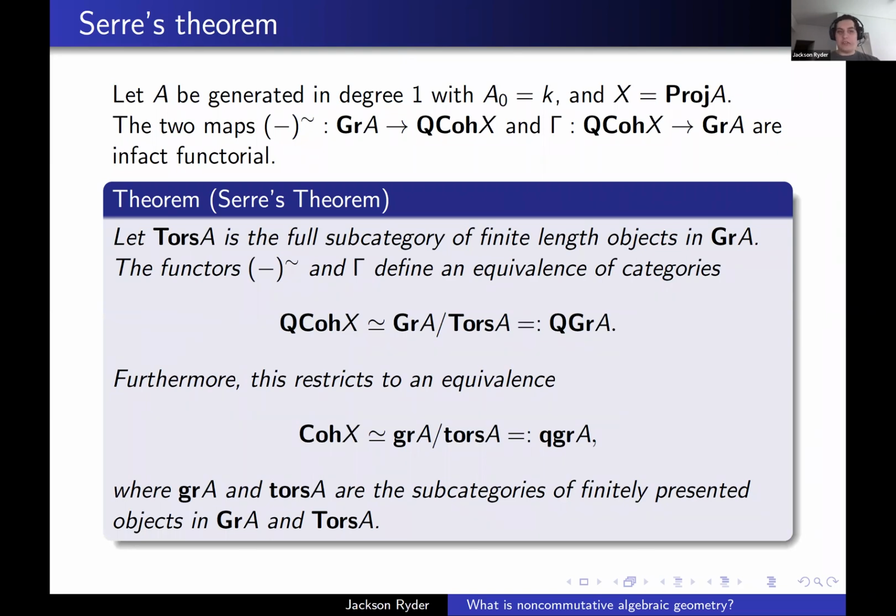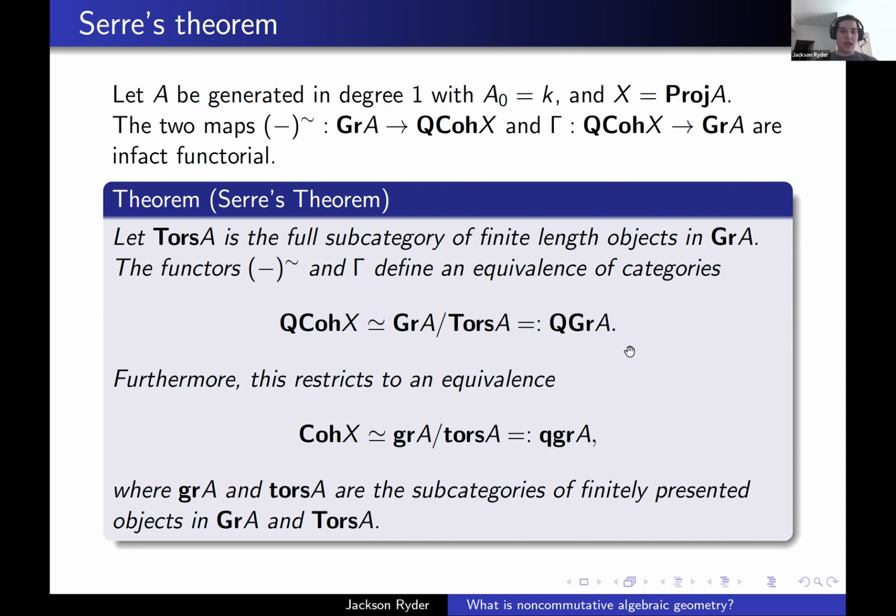We're going to start by defining the torsion subcategory of our graded modules. So it's just going to be the full subcategory of finite length objects. So graded modules that have a finite composition series. Okay. These two functors, this Proj of a module and this global sections functor, define an equivalence of categories between the quasi-coherent sheaves on X and the quotient of the graded A-modules by the torsion subcategory. So we'll come back to this idea of a quotient of a category by a subcategory in a second. And hopefully I'll convince you that I'm not just making something up here.